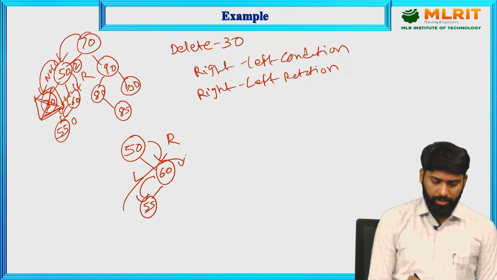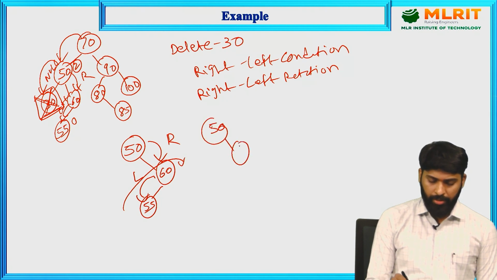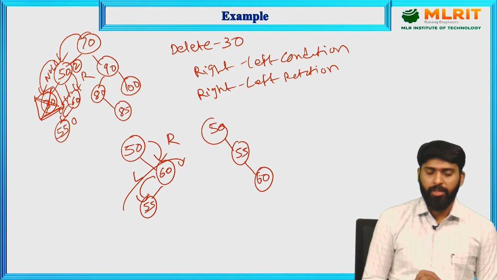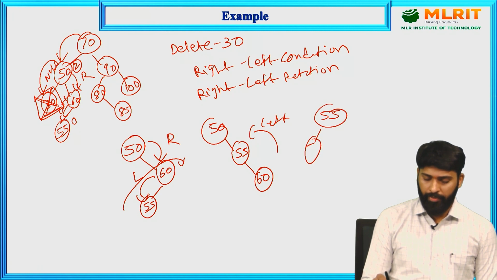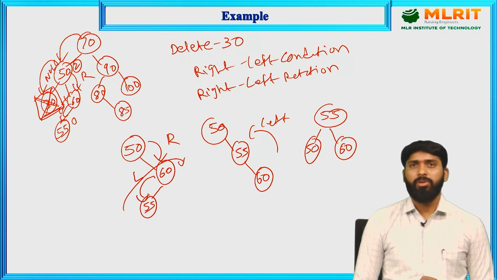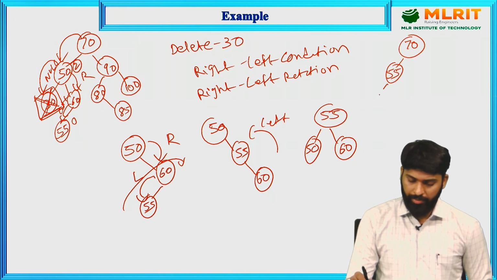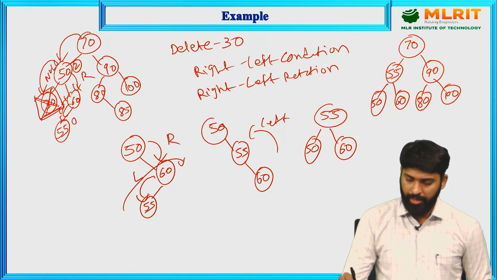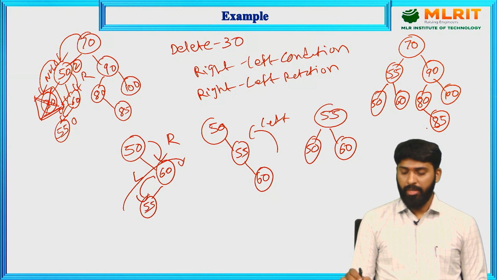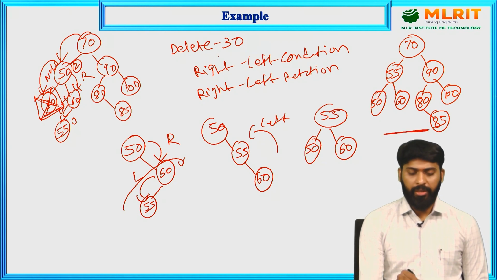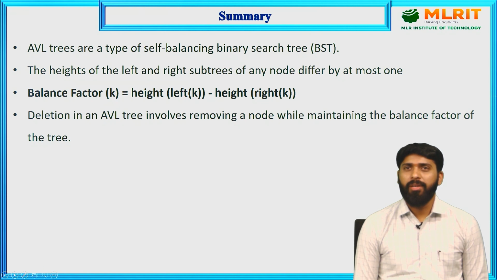If you rotate this, it becomes 50, 55, 60. Then rotate to the left side. Now it becomes 55, 50, 60. So the resultant tree is 70, 55, 50, 60, 90, 80, 100, 85. That's it. So this is the resultant tree after deleting 30. I hope you all understand how to delete an element from an AVL tree.